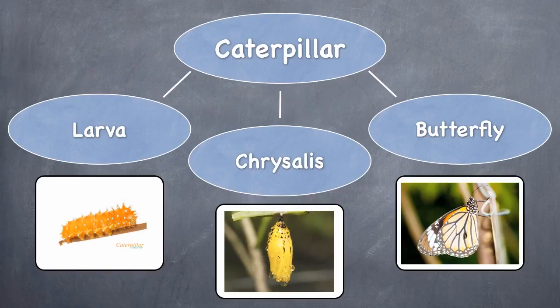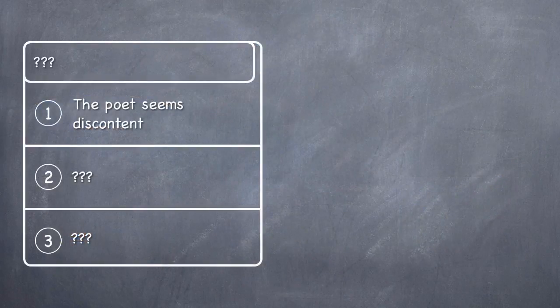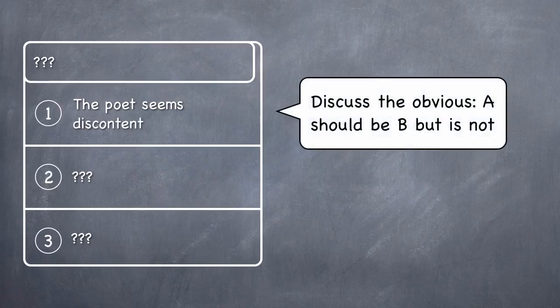He just kind of skipped it, which is very interesting. So now what I'm going to do is go and try to structure my essay and see how it would work. Now in section 1, I would put that the poet seems to be discontent. Here I would just discuss the obvious: A should be B, but it is not. Just a simple kind of, not really a summary of the poem, but what it seems to be on the surface. The poet seems to be discontent.